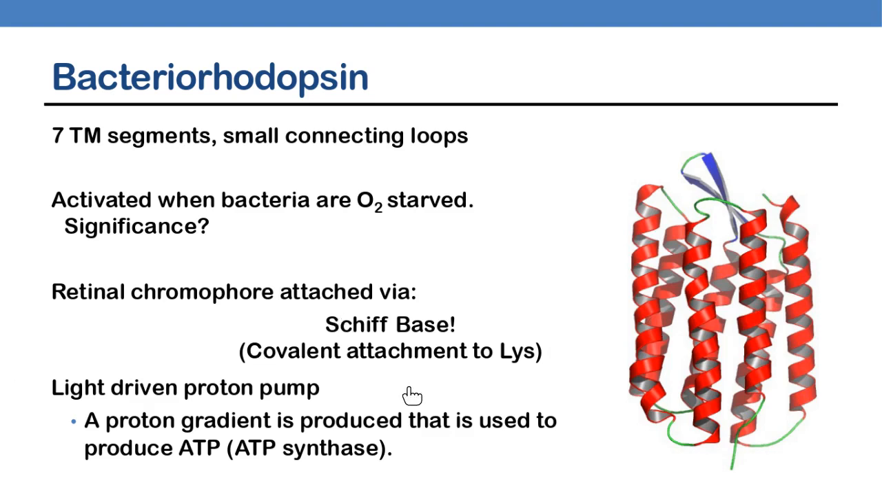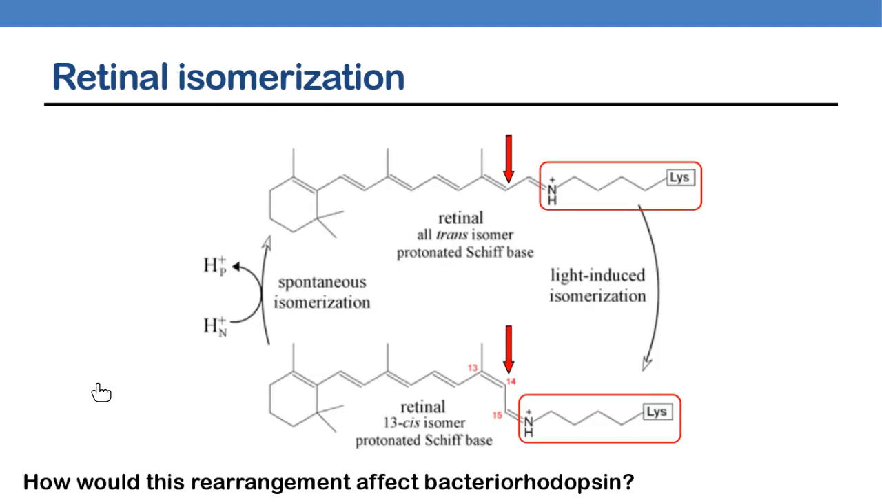Someone says eight TMs? I'm confused. I don't know if we're still talking about the potassium channel or bacteriorhodopsin. Okay, sorry. So it's light activated to activate the Schiff base. How is this light activated?